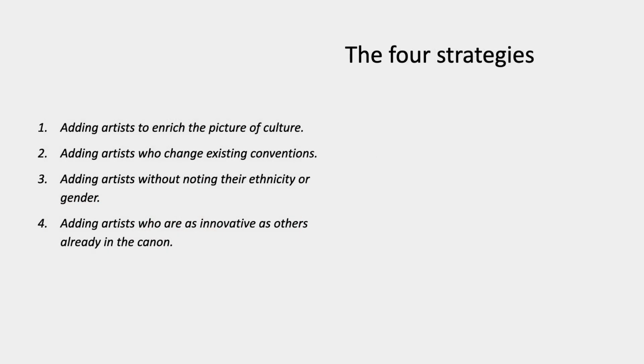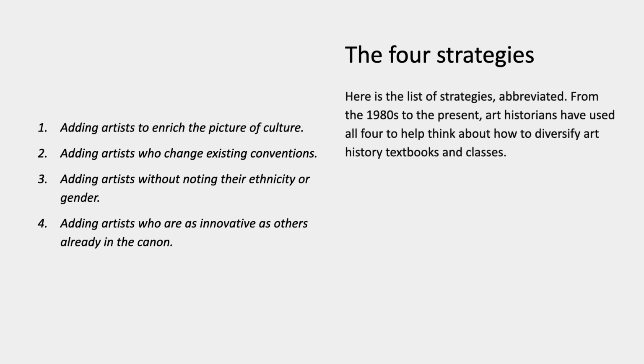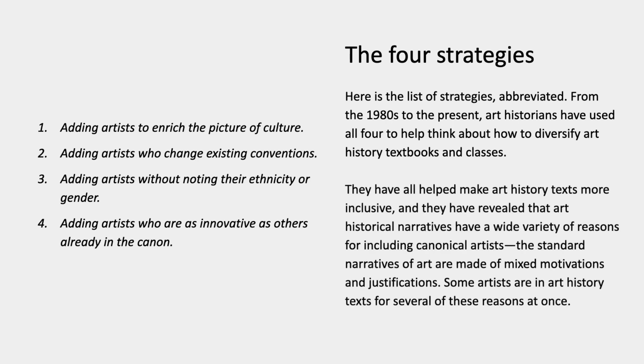So here again are the four strategies that I've been listing in abbreviated form. They've been used from the 1980s to the present. Art historians have used them to help think about how to diversify art history textbooks and classes. They've all helped to make art history texts more inclusive, and they've had another effect too, which hasn't been written about much, but certainly should be, and that is that they have revealed, since they've become explicit and people have been working on them, that art historical narratives have a wide variety of reasons for including canonical artists.